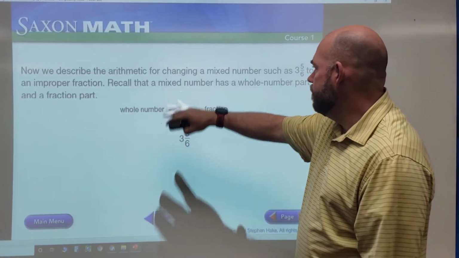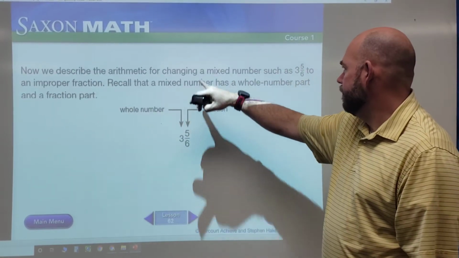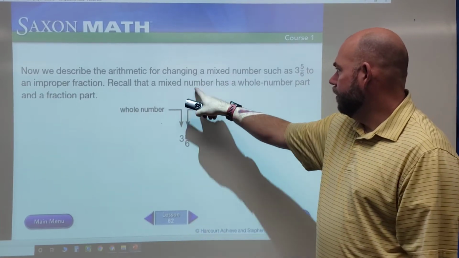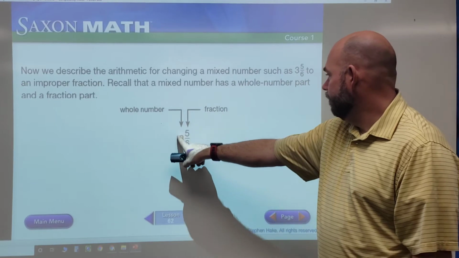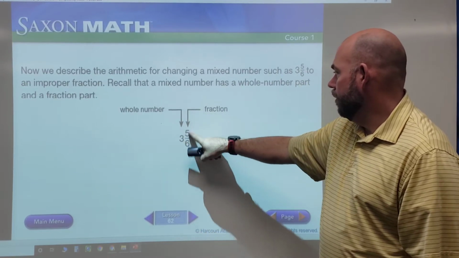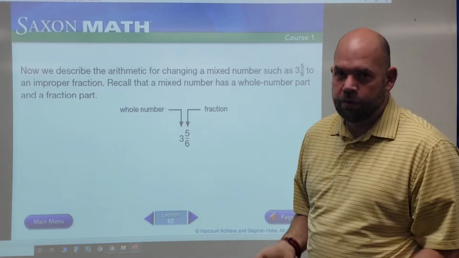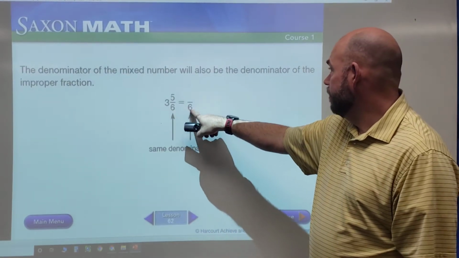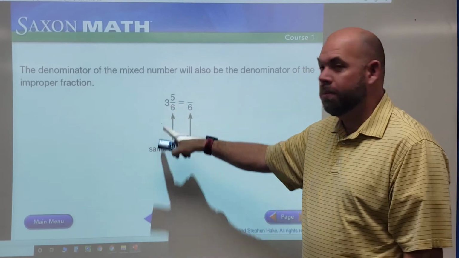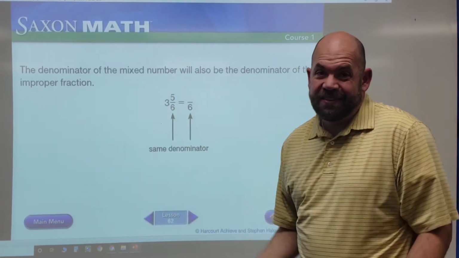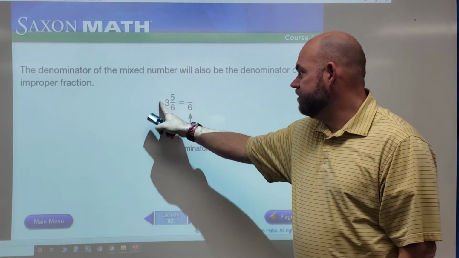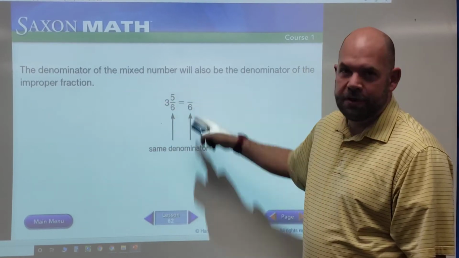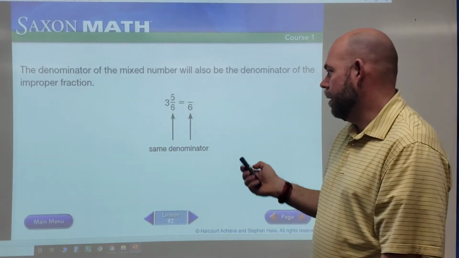All right, so we described the arithmetic for changing a mixed number from 3 and 5/6 to an improper fraction. Recall that a mixed number is a whole number, 3, and a part number, a fraction. So we're just breaking that apart. The denominator of the mixed number is also going to be the denominator for the improper fraction. Because that's the common denominator, that's what we're going to change this whole number to. So it will be 3 and 5/6. When we're done, we're going to have something over 6 when it's an improper fraction.